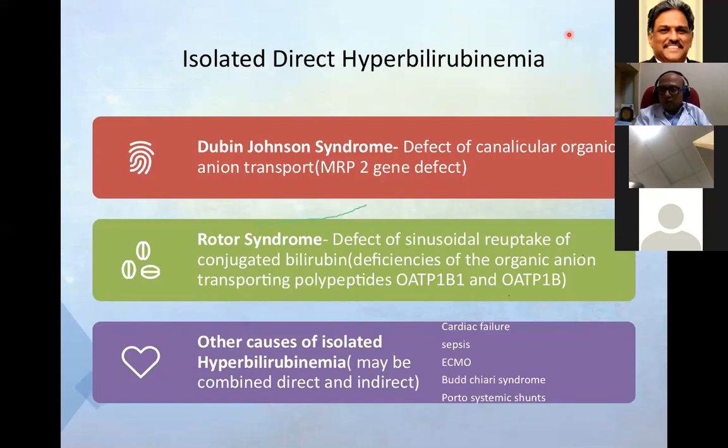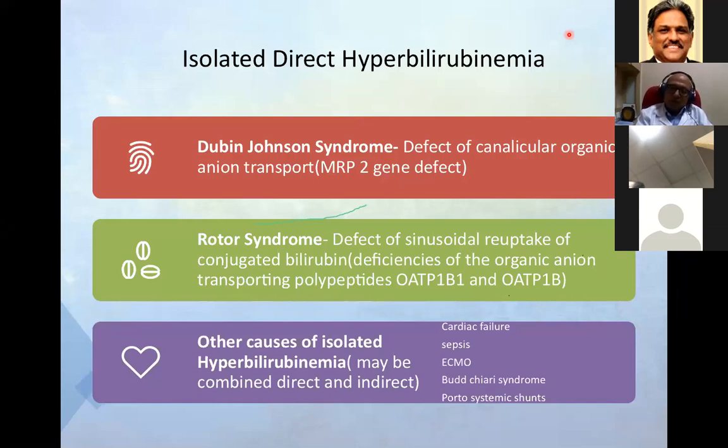The other thing about Dubin-Johnson syndrome: if you do a liver biopsy, you see black pigment, and the livers, when you see them laparoscopically or during laparotomy, are usually pigmented. Again, it's a benign condition, and there is no specific treatment and no specific prognostic problems associated with this condition. There are other causes of isolated hyperbilirubinemia, which may be mixed, either direct or indirect.